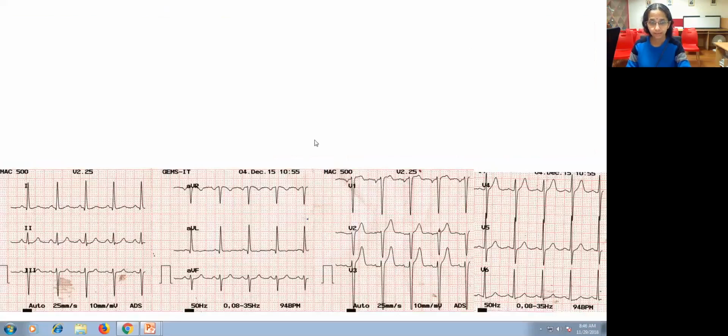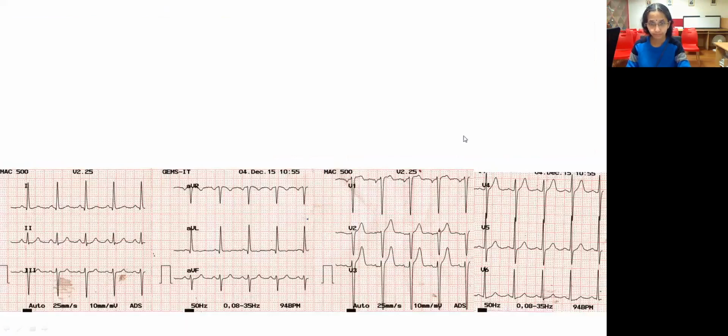Okay. Can we decide the QRS axis here? In the frontal plane, okay, so lead 1 is positive and AVF is negative, so it is left superior. You can see here the AVL is dominantly positive. Yes, so it's left axis deviation.